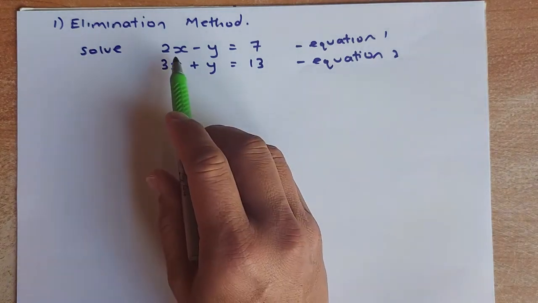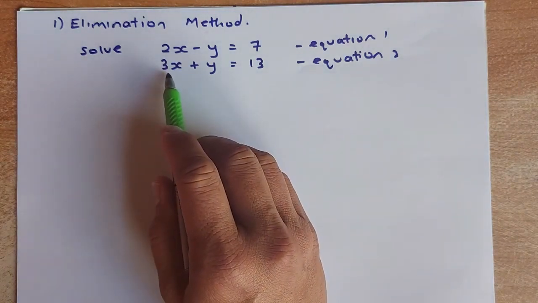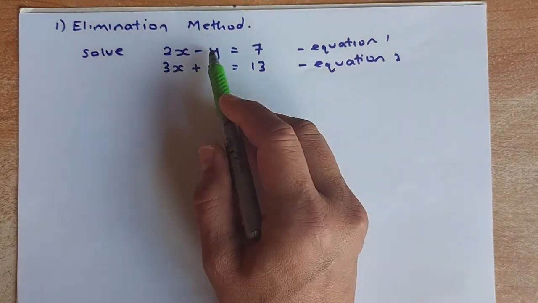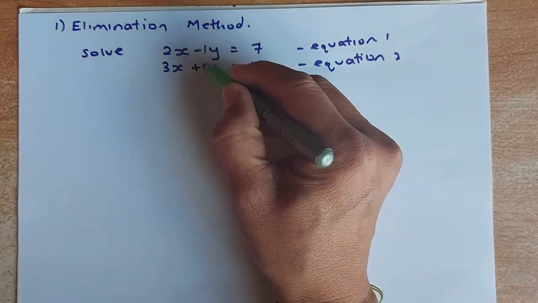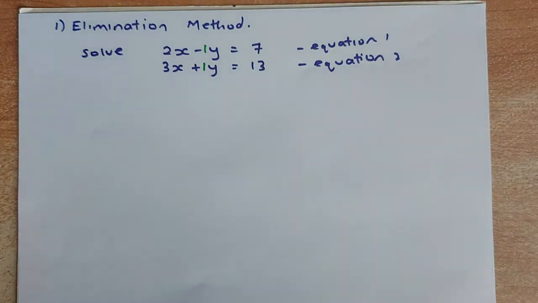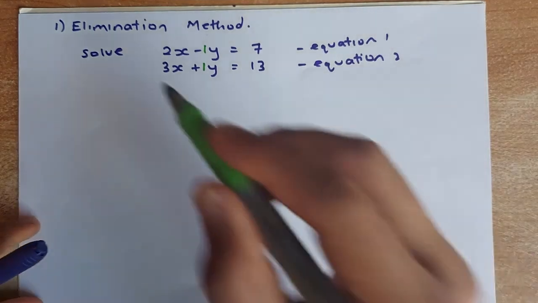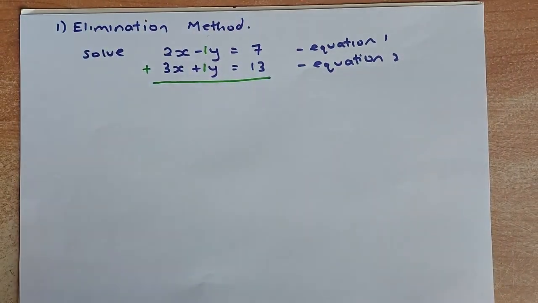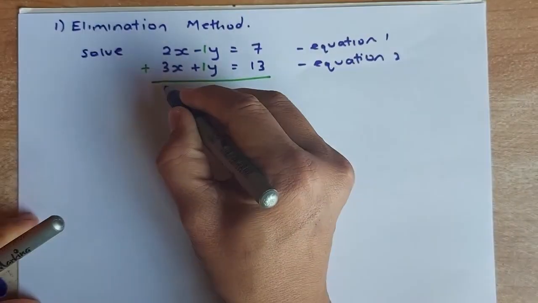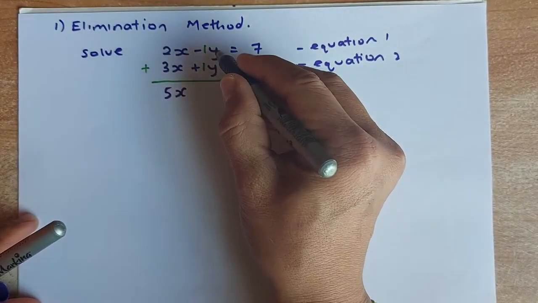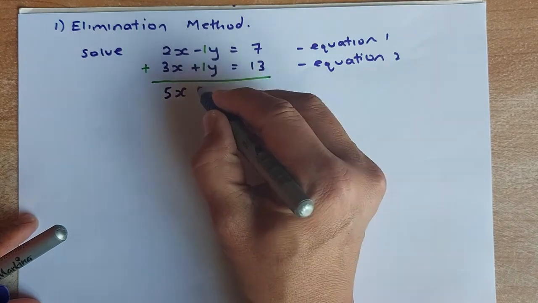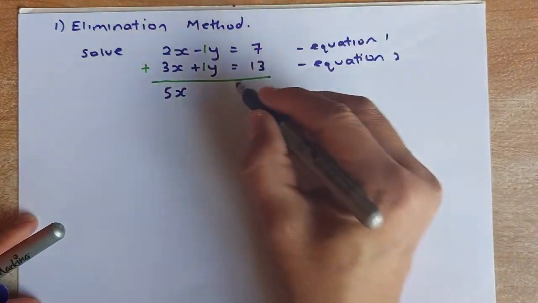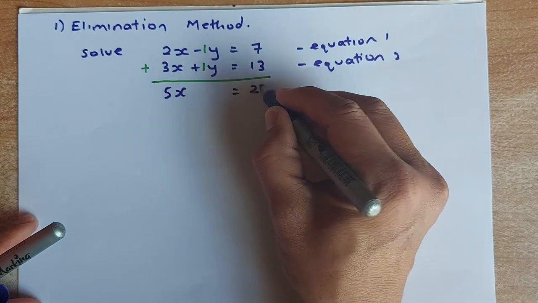So in this case, the coefficient of x is 2, and in the second equation is 3, which is not the same. For the y, the coefficient is 1 in both, one is minus 1 and the other is plus 1. So we can actually eliminate the y. To do that, we either add or subtract the whole equation 1 and 2. Suppose we do adding. When we add the equations, 2x plus 3x becomes 5x, minus y plus 1y will be eliminated, so they cancel out, and then 7 plus 13 is 20.